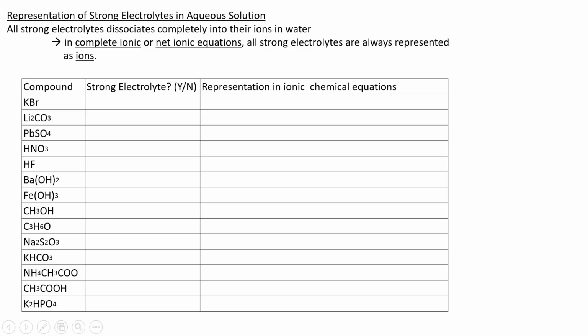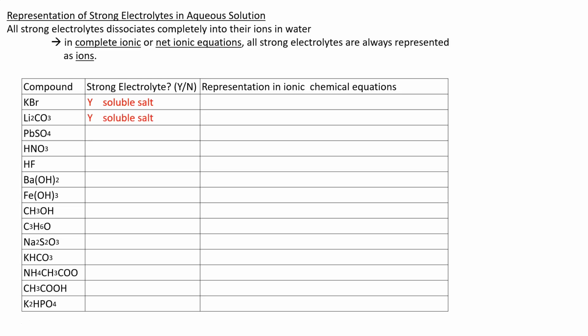Let's start with KBr. KBr is an alkali metal salt, so that means it's going to dissolve in water. It's a salt that will dissolve in water, so yes, it is a soluble salt. It is a strong electrolyte. Lithium is also an alkali metal, group 1, so this is going to be a strong electrolyte.